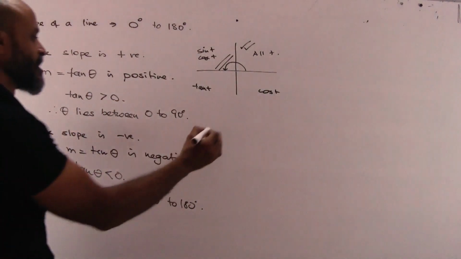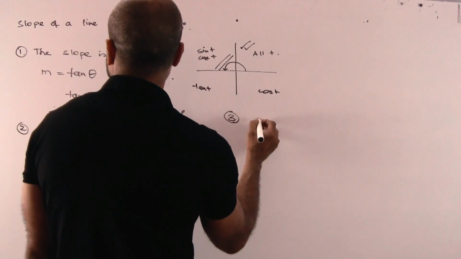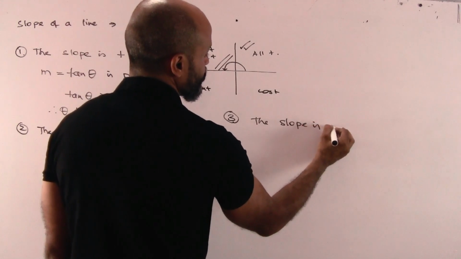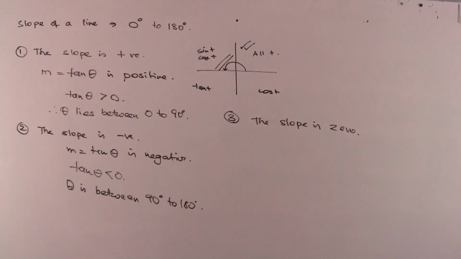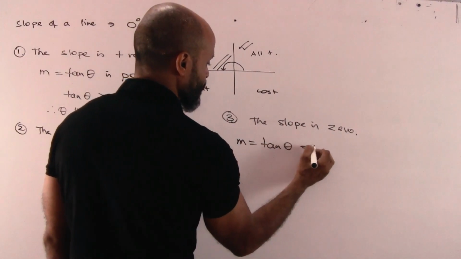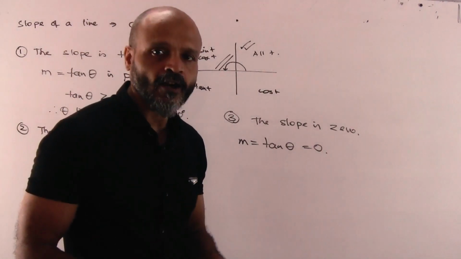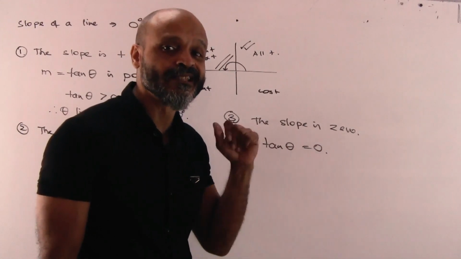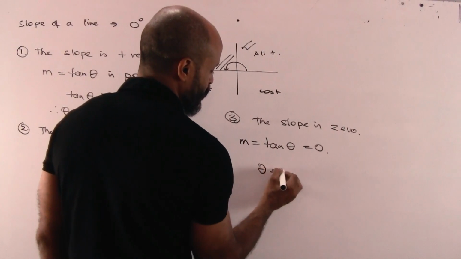So we come to the third condition when the slope is 0. The slope of a particular line is 0. In this case, m is equal to tan theta is equal to 0. Now for what value of an angle between 0 to 90 do we get the value of tan to be 0? So this obviously has to be theta is equal to 0. We know that tan 0 is equal to 0.